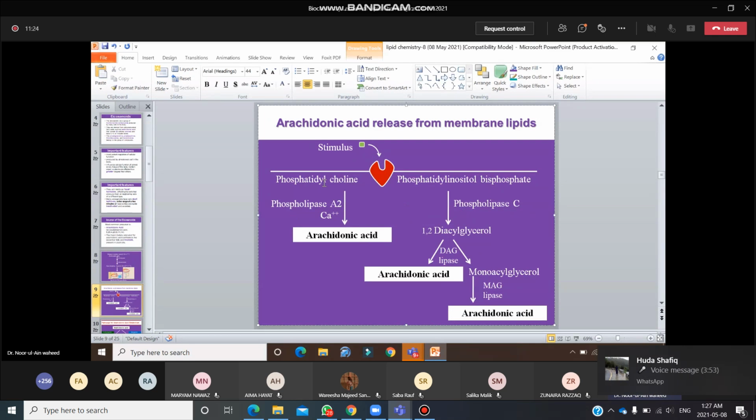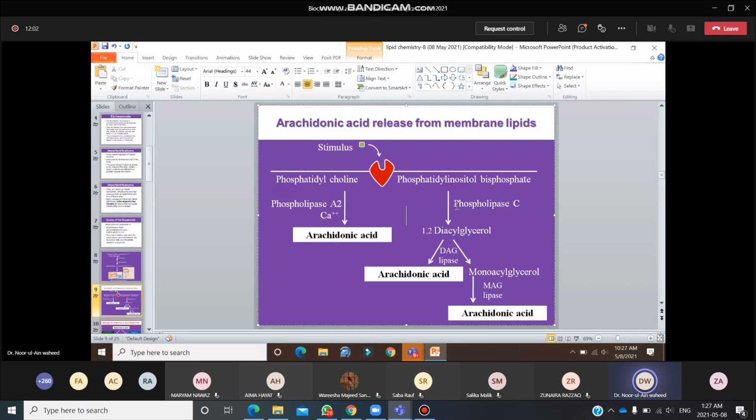It binds the receptor, phosphatidylcholine or phosphatidylinositol bisphosphate, either of them present in the biological membrane as phospholipid of the plasma membrane. By the action of the phospholipase A2 enzyme, which acts on the phosphatidylcholine, arachidonic acid is made available. This enzyme in the presence of calcium attacks, and arachidonic acid is thereby available.